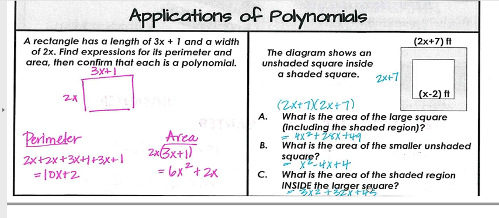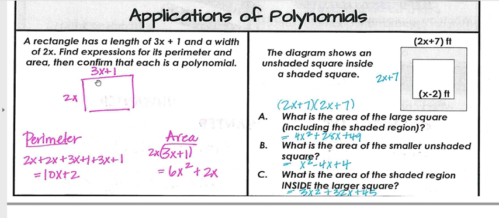And then lastly, we have applications of polynomials. A lot of your application problems with polynomials are going to be kind of geometry examples, talking about area or perimeter. So in this example, it says a rectangle has a length of 3x plus 1 and a width of 2x. Notice we drew an example because that's kind of the easiest way to visualize what's happening. And then it says find the expressions for its perimeter and area, then confirm that each is a polynomial.